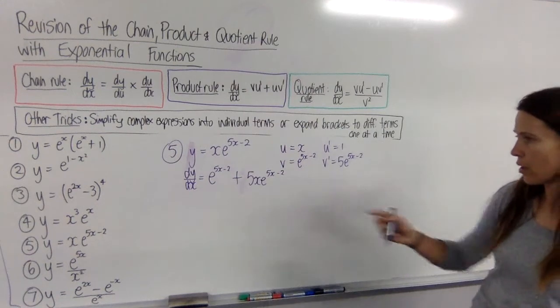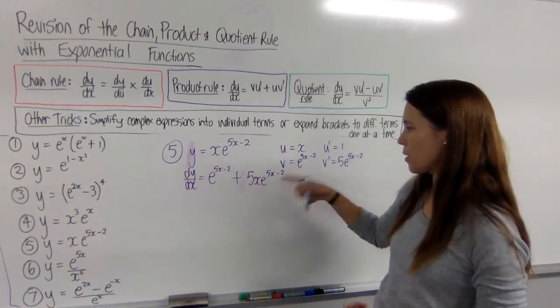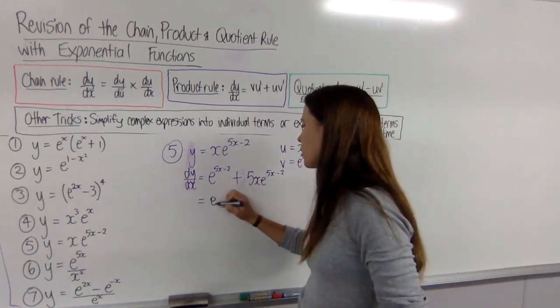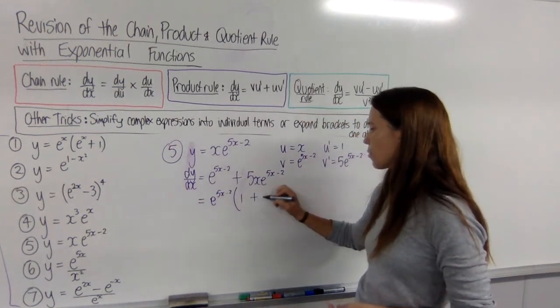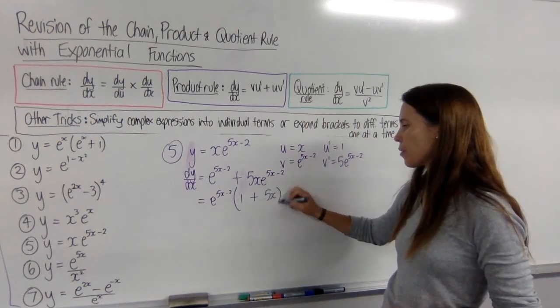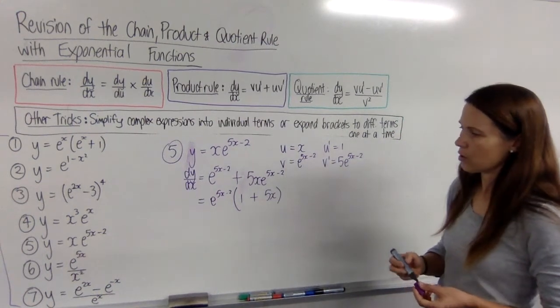Now here we've got e to the power of 5x minus 2 in both parts of our answers. So it's very easy to factorise it and bring that out the front, and we're left with 1 plus 5x in the brackets, and that's the factorised version.